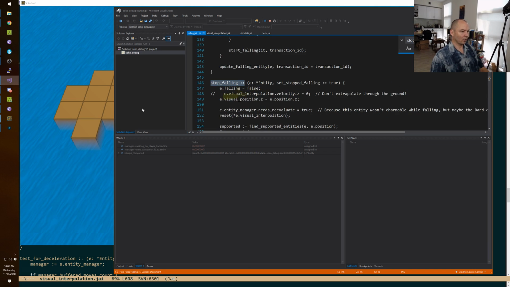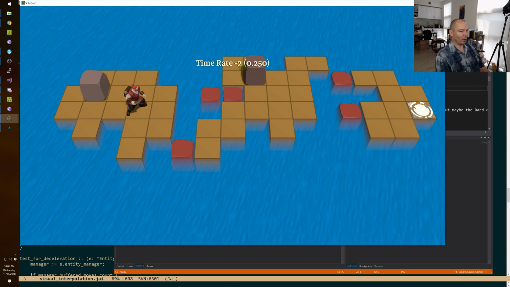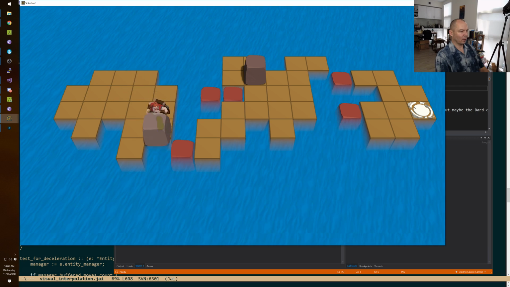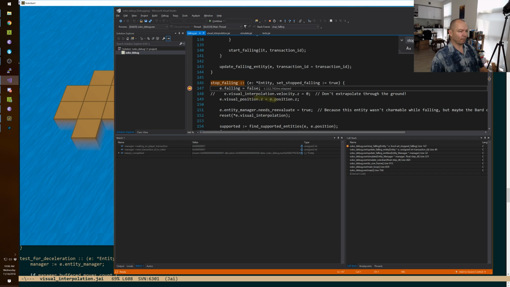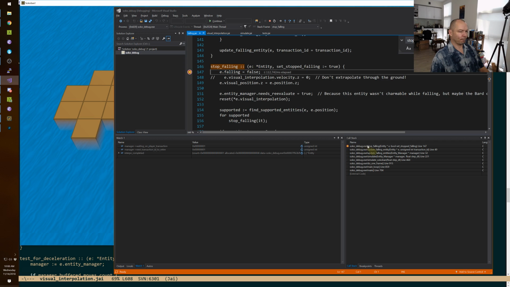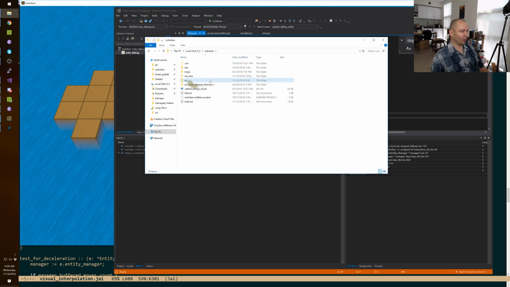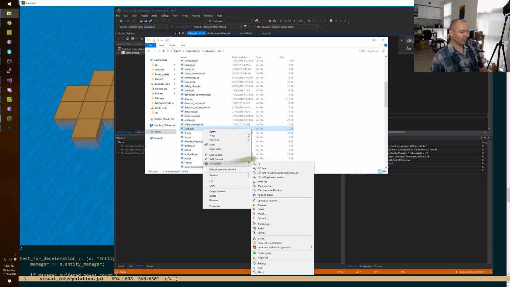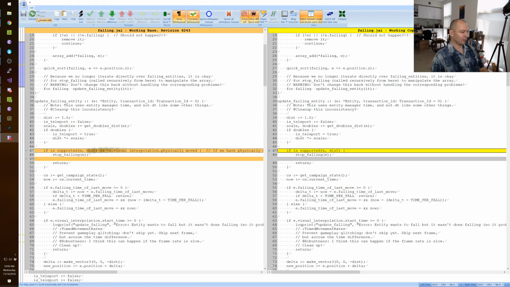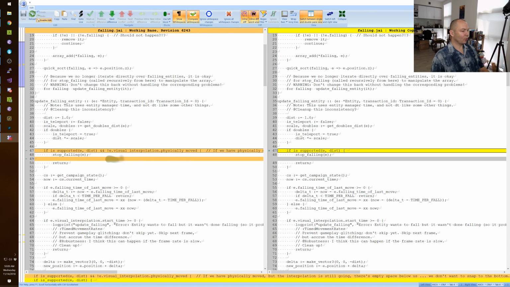Stop falling. Oh, but we may never get to stop falling. Hold on. Because this might be one of the fake falls or something. Let's see if we do. Oh, no, we do. All right. Update falling entity is supported. Let's see what this looked like before I edited it, because it was a couple days ago. Oh, yeah, okay. We took out this check.